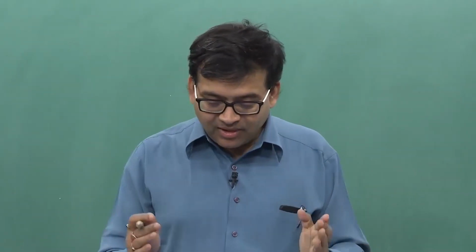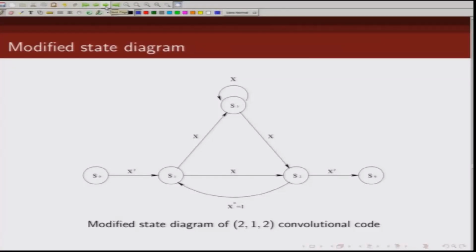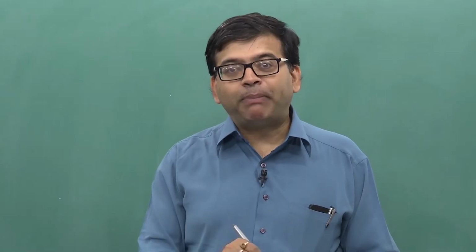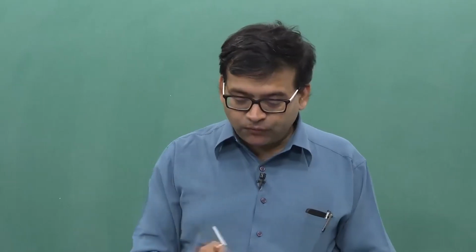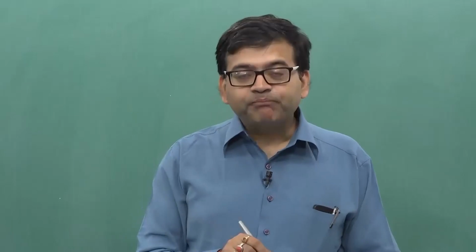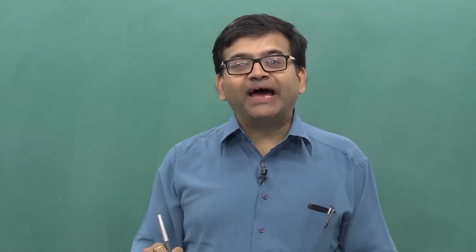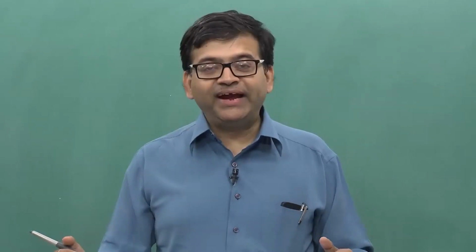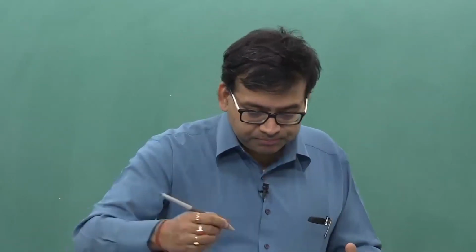Okay. Now, the next step is we need to find out what are the forward paths, what are the loops, what are the non touching loops, and then we need to find out the path gains along those forward paths. We need to find out deltas corresponding to these forward paths, and then we need to apply Mason's gain formula to get the weight enumerating function.